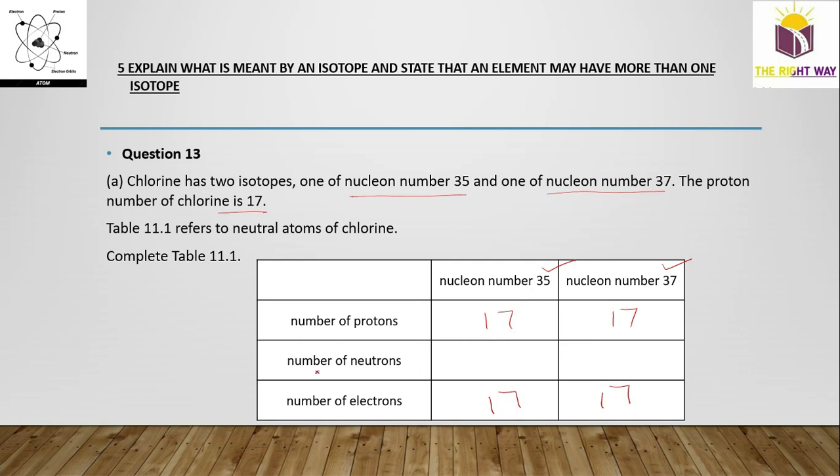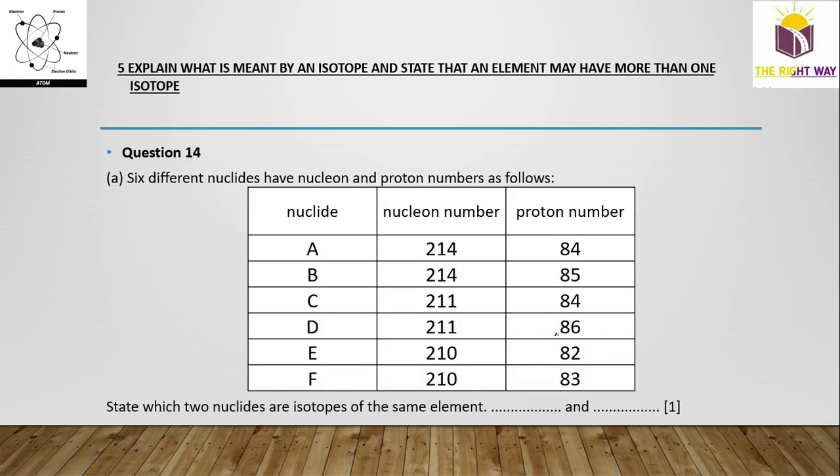35 minus 17 will be your number of neutrons, and 37 minus 17 will be your number of neutrons: 18 and 20. 35 minus 17 equals 18, and 37 minus 17 equals 20. Six different nuclides have nucleon numbers and proton numbers. This is your nucleon number, this is your proton number.